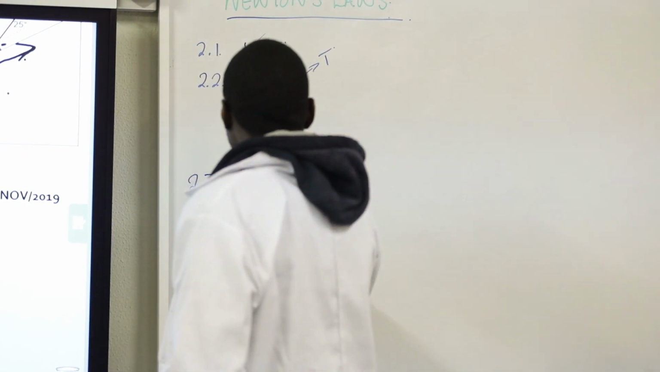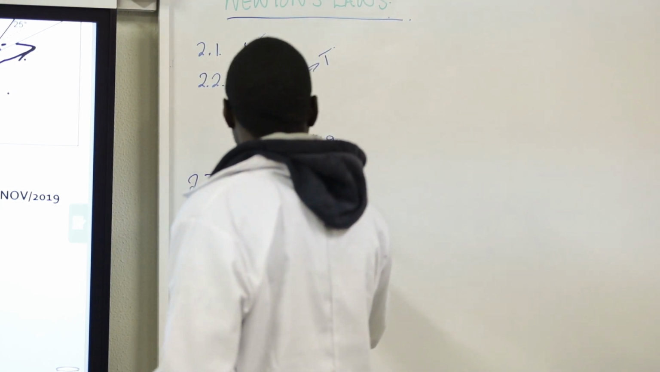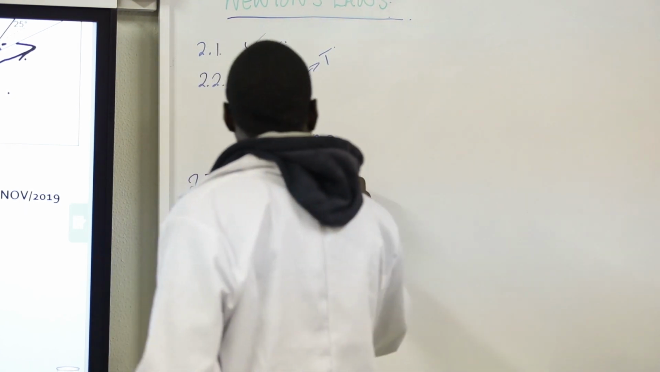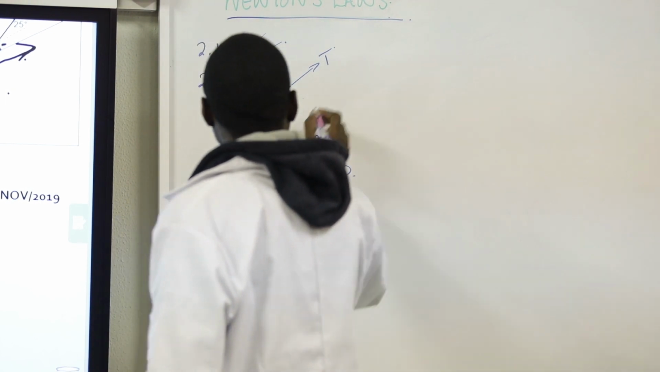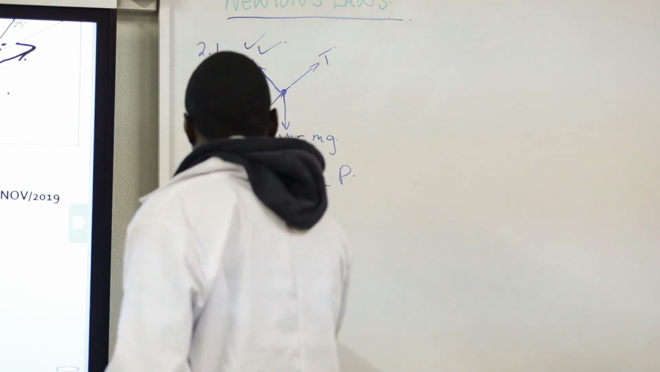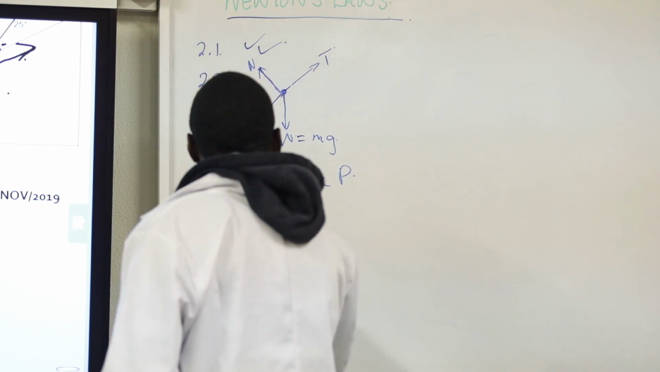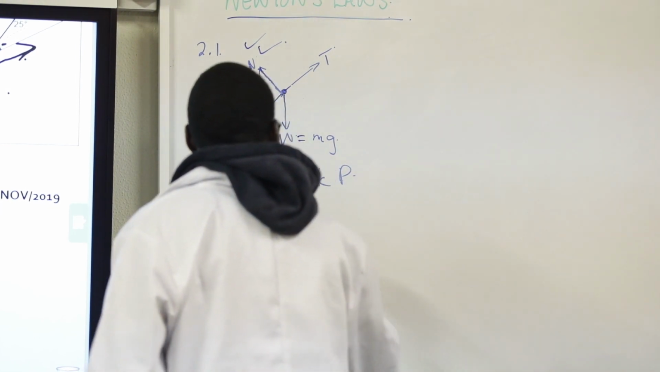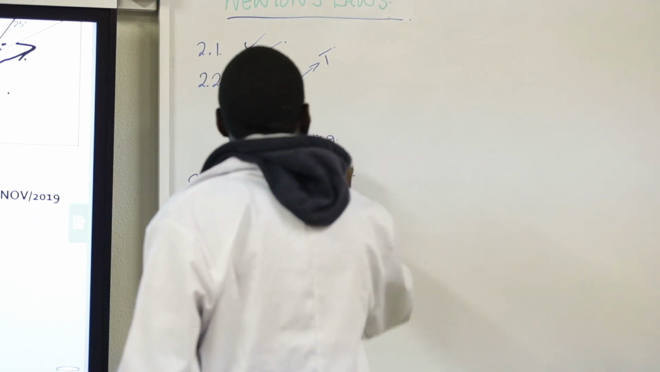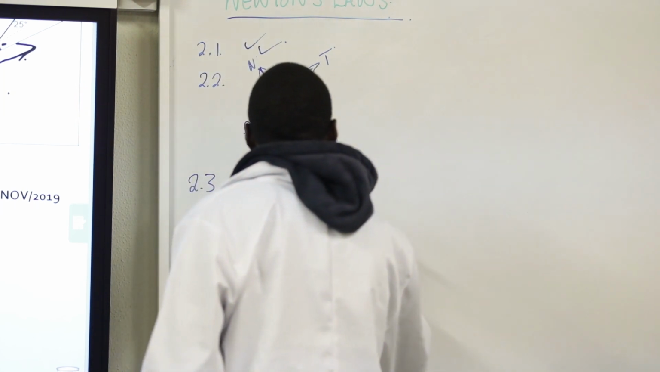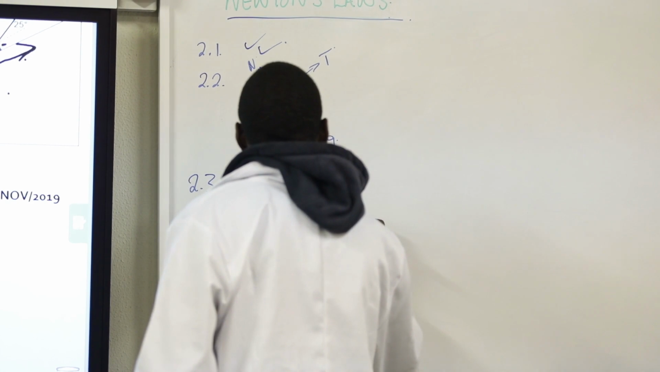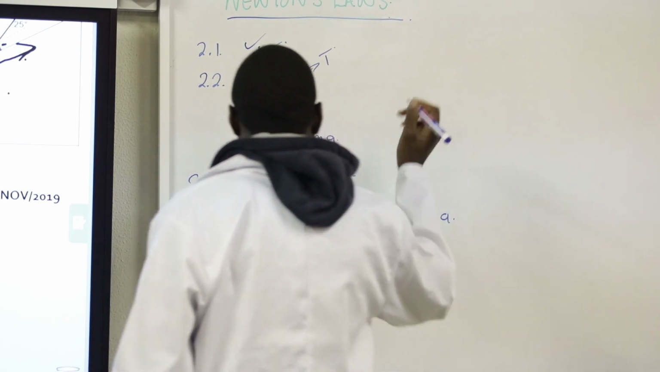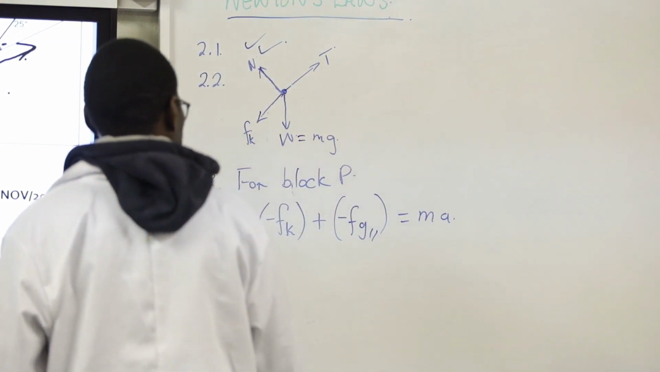2.3. So for block P, what do we have? We know it's accelerating upwards, so tension should be more, plus, minus friction force coming down, right? Plus, minus the components of the weight, which is Fg parallel, is going to be equal to mass times acceleration. I'm forming the equation for block P, right?